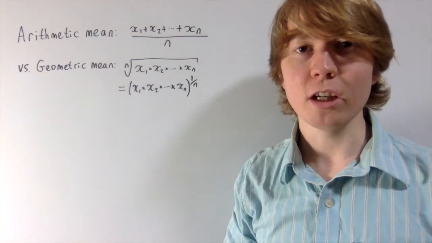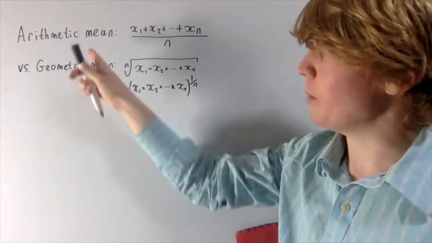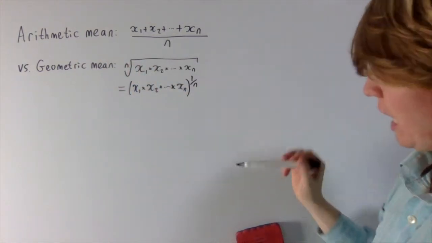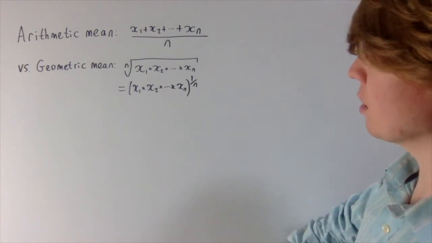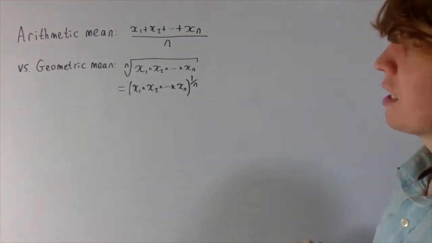Okay, so let's have a look at a comparison here between two different types of average. One of them is the arithmetic mean, and this is the one that we know just as the mean, where if you want to find the arithmetic mean of some data, all you do is add together the numbers here, divide by how many there are.